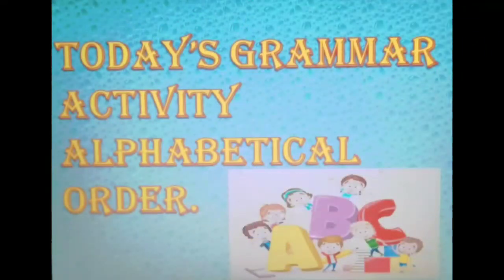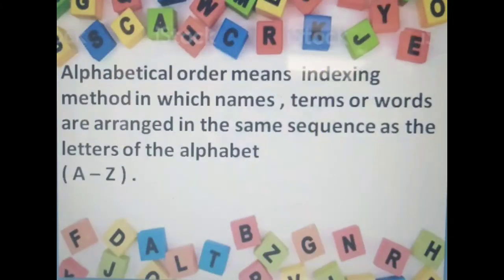Let's start today's grammar activity, alphabetical order. Okay, what is alphabetical order? Alphabetical order means an indexing method in which names, terms or words are arranged in the same sequence as the letters of the alphabet, that is A to Z.